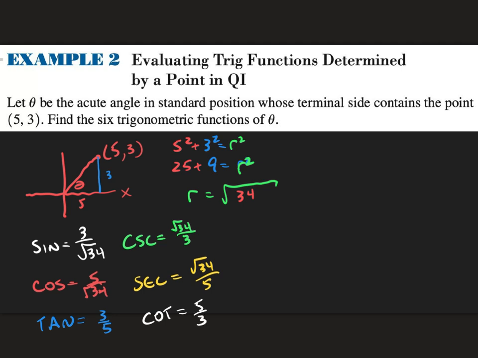So the sine is really 3 root 34 over 34. And then the cosine should actually be, if I was fixing these, because we can't leave a radical in the denominator, 5 root 34 over 34. And that's what they should be. Okay.